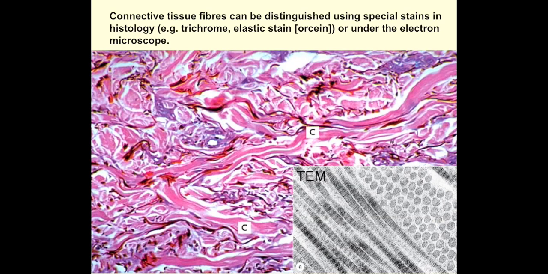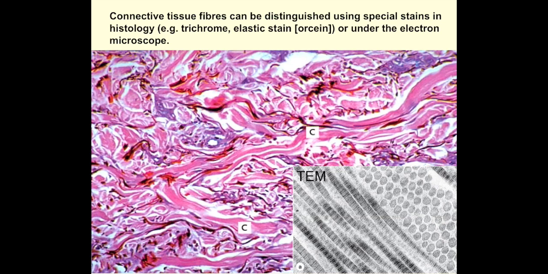So with histology, we actually use special types of stains to identify connective tissue, because for the most part, ground substance gets removed when we process for microscopy. Collagen fibers aren't particularly good at being stained with hematoxylin and eosin. So in order to display connective tissue, we can use special stains.